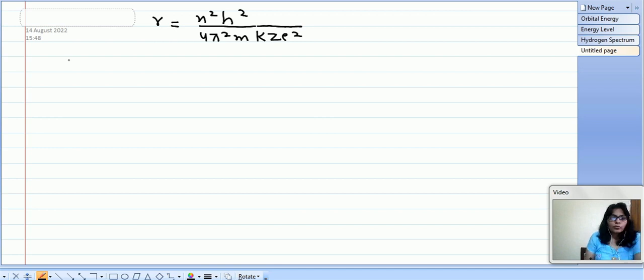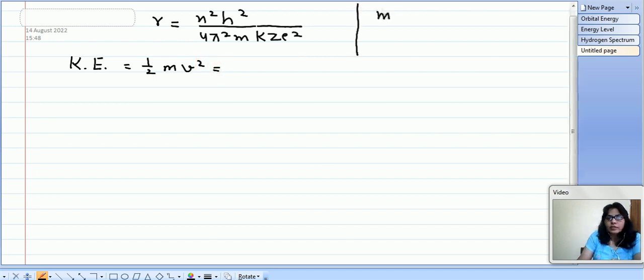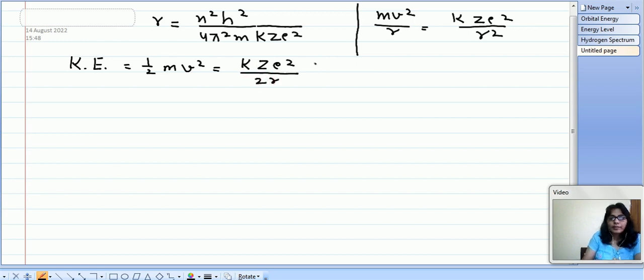So there will be two terms for the energy. One is the kinetic energy. So what will be the kinetic energy of the electron? That will be half m v square, and then we had equation 1 which says that m v square by r is equal to k z e square upon r square. So what will be half m v square in terms of k z e square? It will be k z e square upon 2r. This is the value of kinetic energy.